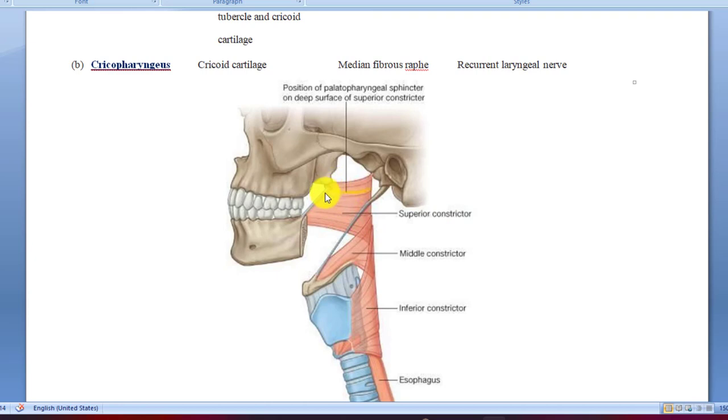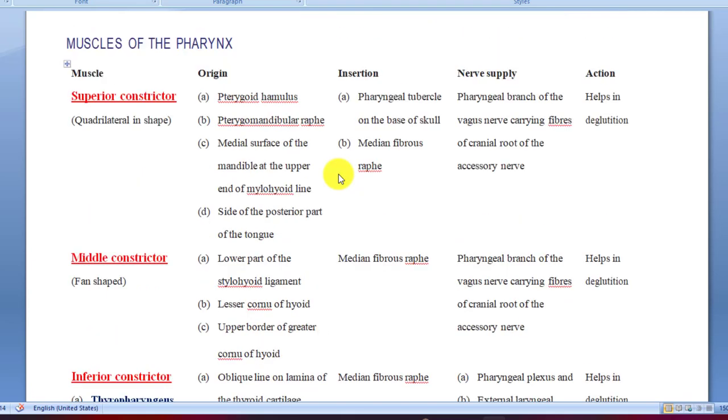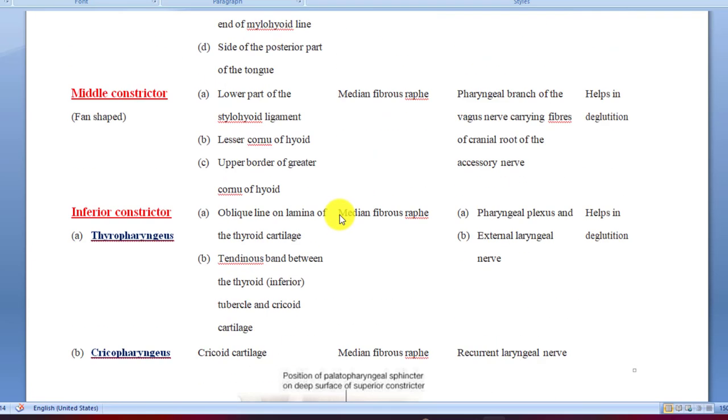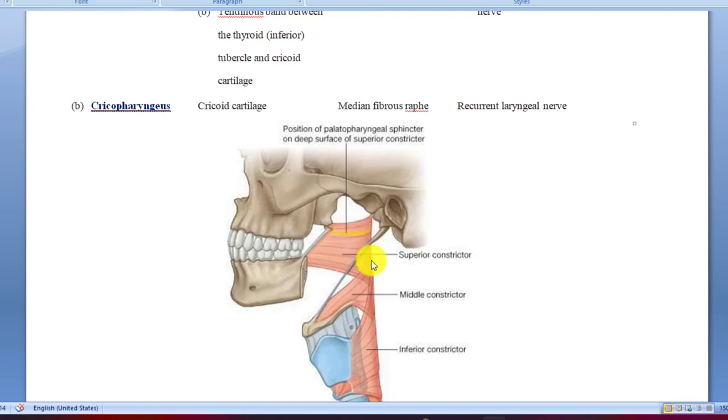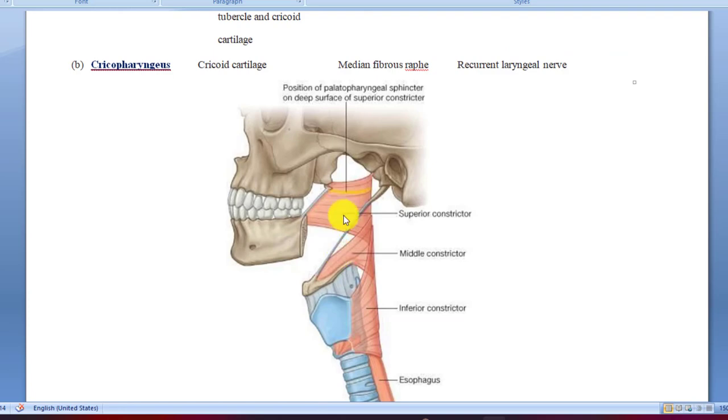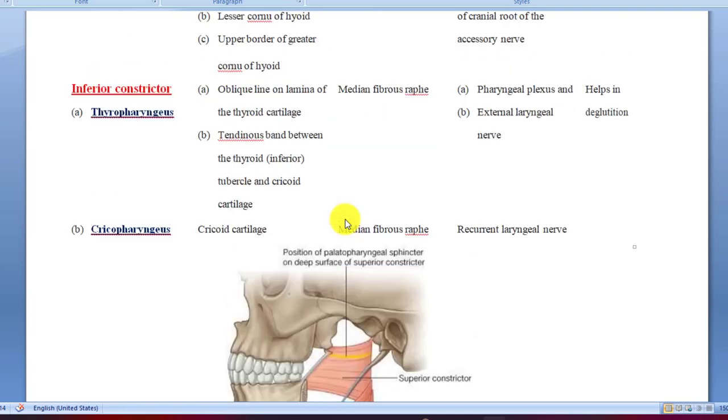These are the origin points. We have discussed that from four different regions it gets its origin, and I also told you the insertion: in the pharyngeal tubercle and median fibrous raphe. Its action is deglutition. So this is the superior constrictor muscle, which you can see on the screen.